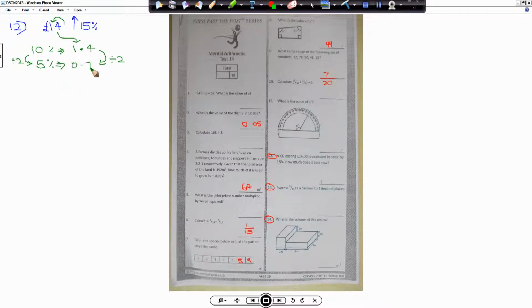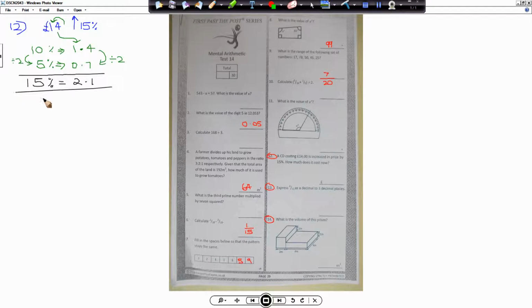0.7. Okay? Now, I need 15%, not 10 and 5, I need 15. So if I add these totals up, I get 15%. So 15% is equal to 1.4 add 0.7. Okay? So what's 1.4 add 0.7? 2.1.